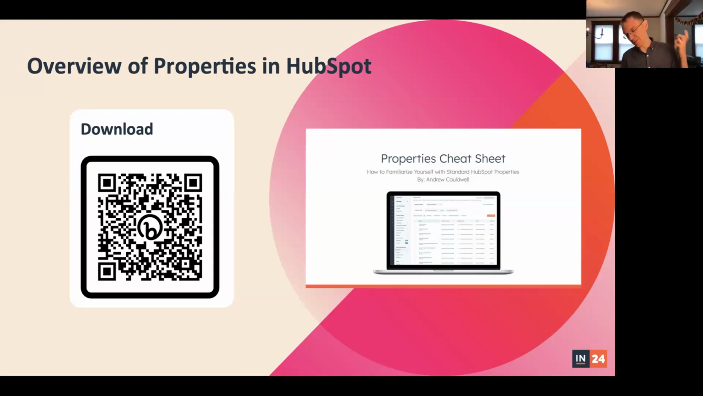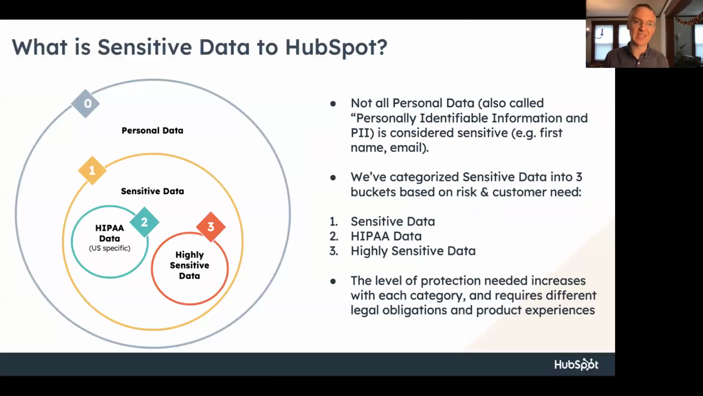The main thing I want to talk about in conjunction with properties today is sensitive data. A year ago, if we had been at Inbound last year and you had asked me about storing sensitive data in HubSpot, I would have said, don't do it. It's against our terms of service. It could get you in legal trouble. Do not store sensitive data in HubSpot. That has changed dramatically in 2024. In spring, we came out with the ability to store general sensitive data and HIPAA data. And now at Inbound, we're releasing highly sensitive data into beta.